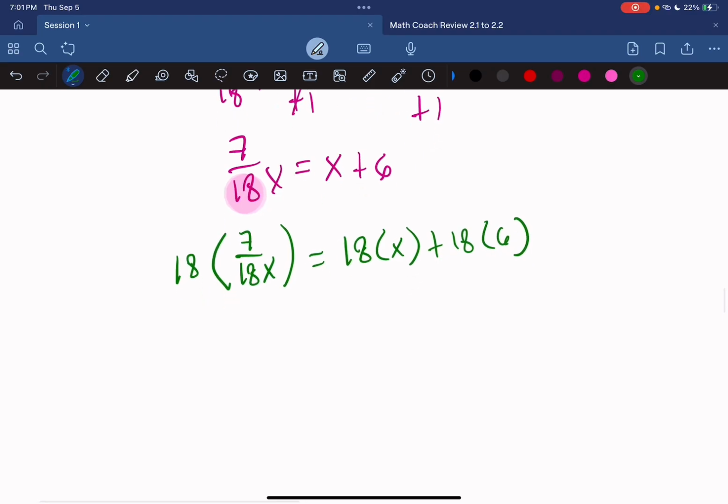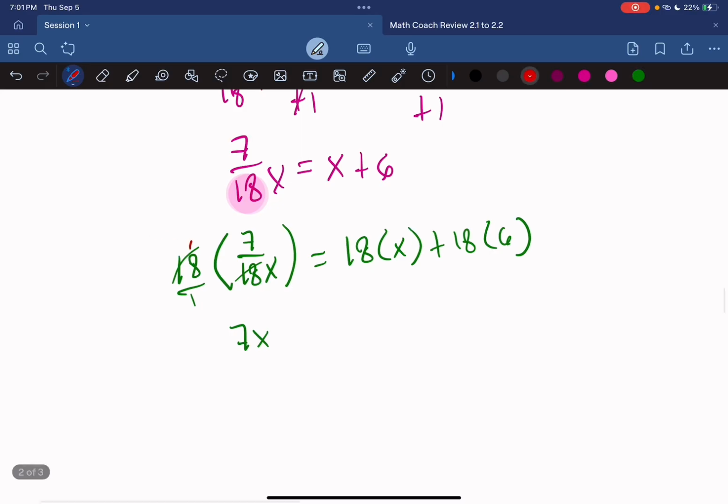Okay, so you can think of it like we did before, so the 18s would cancel out because you are multiplying them. And then it would be 7x, or you could think about it as being 18 times 7, which is 126, so it would be 126. And then you can divide 126 by 18, which will also give us 7, and then you bring down the x. So 7x equals 18 times x is 18x plus 18 times 6 is 108.